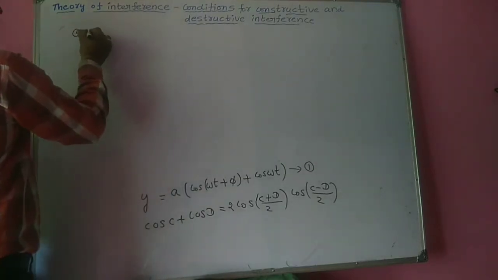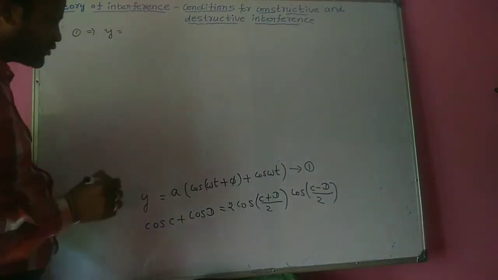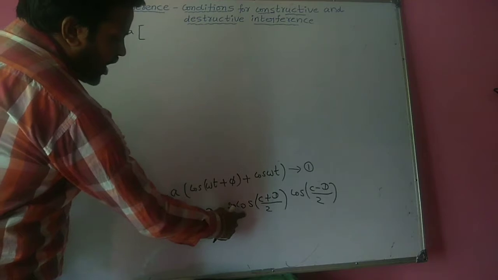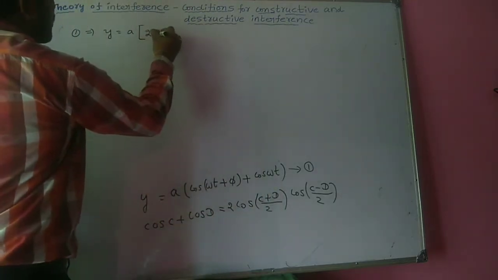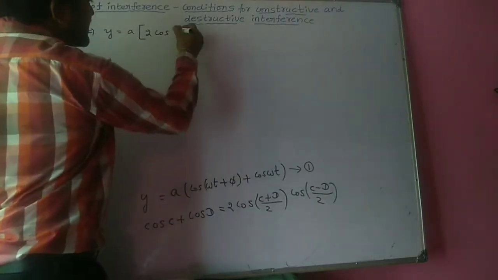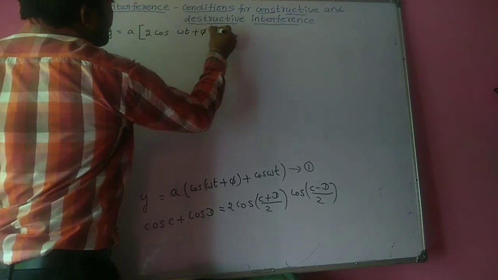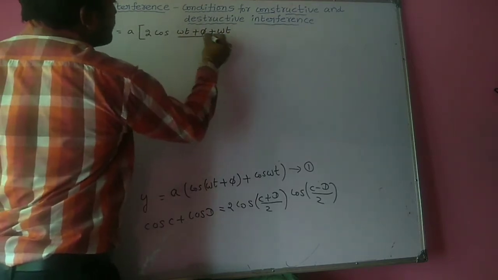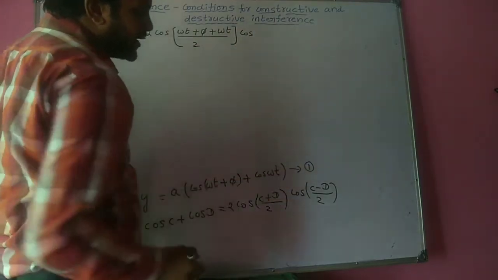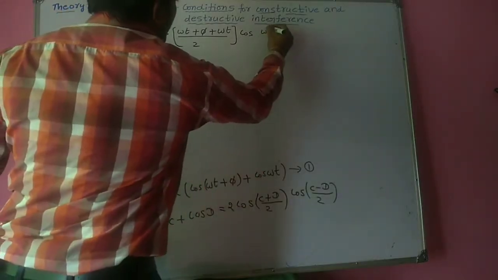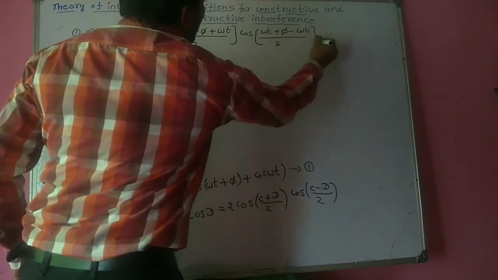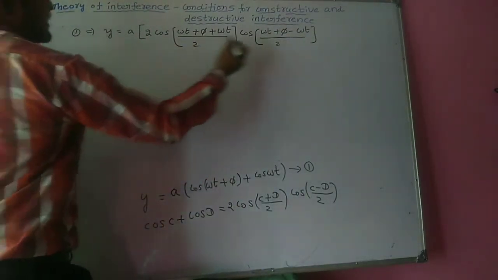So from the first equation, the resultant displacement y is equal to a times cos C plus cos D, that is 2 cos ((C plus D) by 2) into cos ((C minus D) by 2). C is omega t plus phi and D is omega t. That is (omega t plus phi plus omega t) by 2, into cos of (omega t plus phi minus omega t) by 2. So we have applied the cos C plus cos D formula.